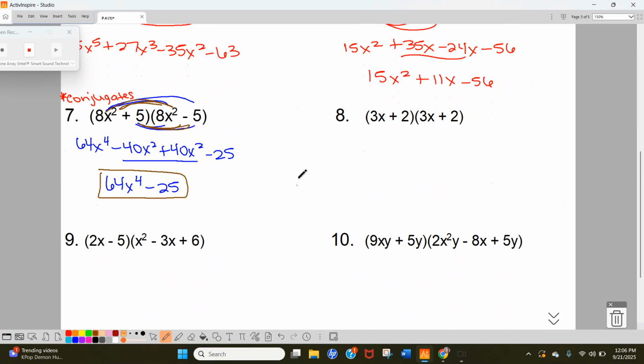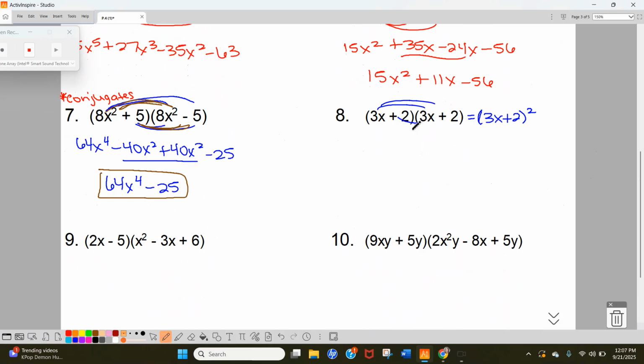All right, number 8, there's also a shortcut to it. However, on your test, they specifically want to see all of the steps. They don't want you to use the shortcut. So make sure you understand that this is the same thing as this. If they give it to you like this on a test, they want you to write it out like this. And then you're just going to do your distributing.